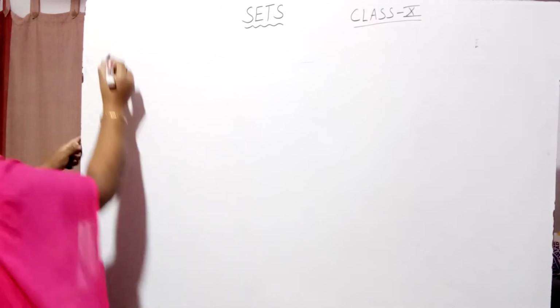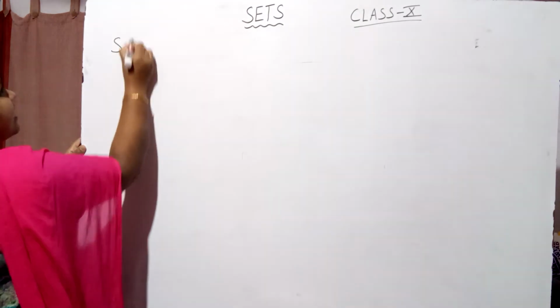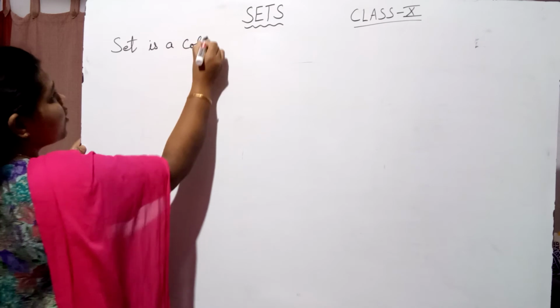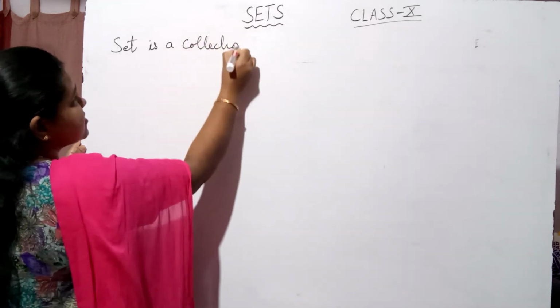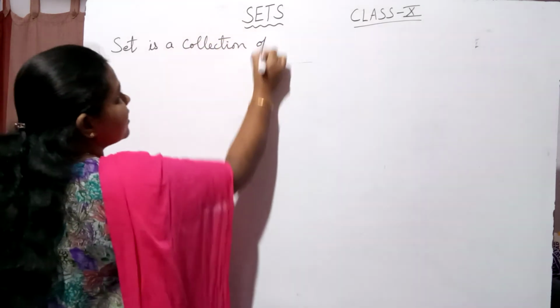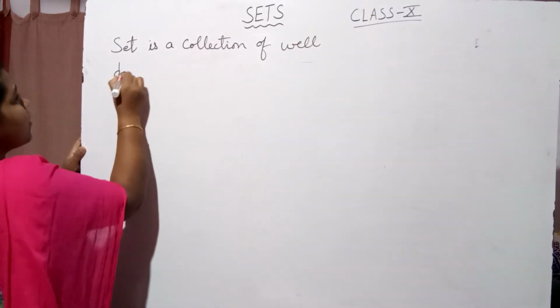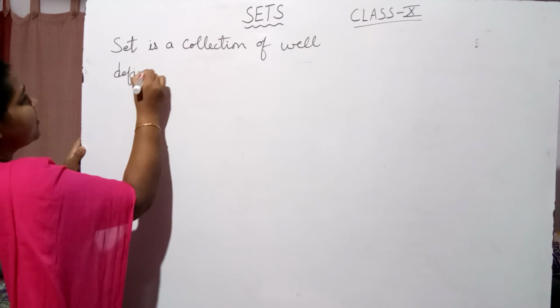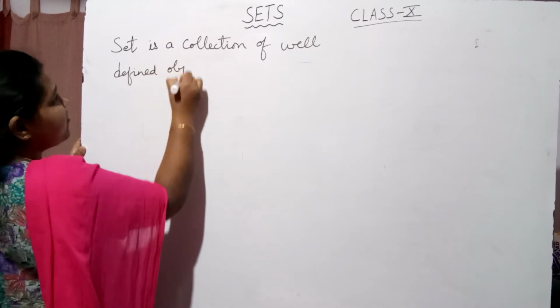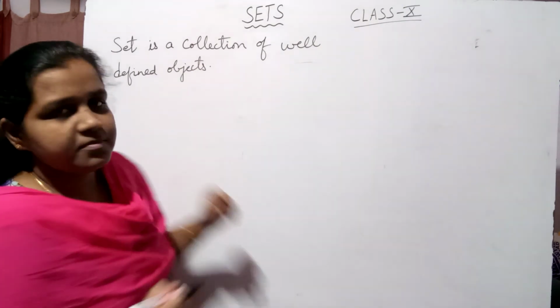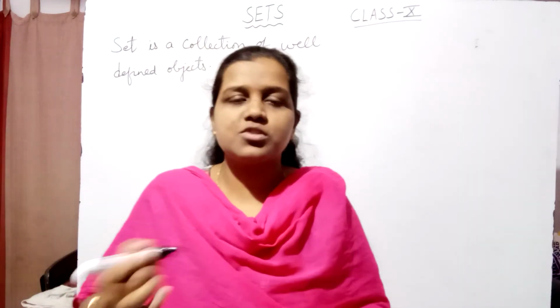So what is a set? A set is a collection of well-defined objects. What do you mean by well-defined? Well-defined means we should be able to say whether the object belongs to the set or not.